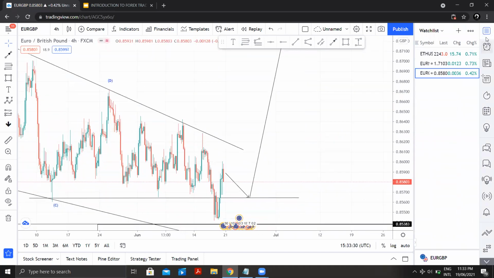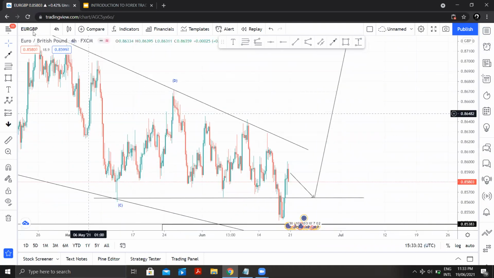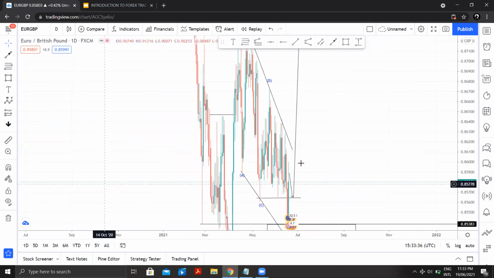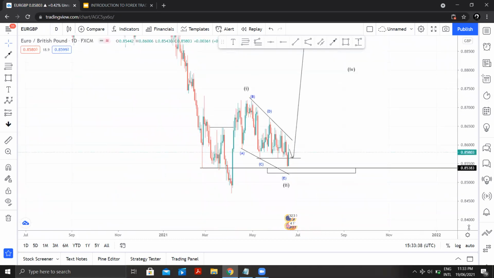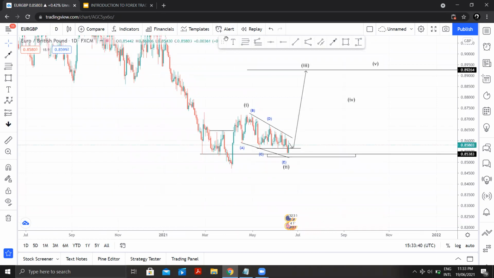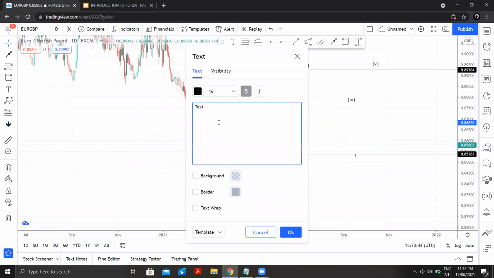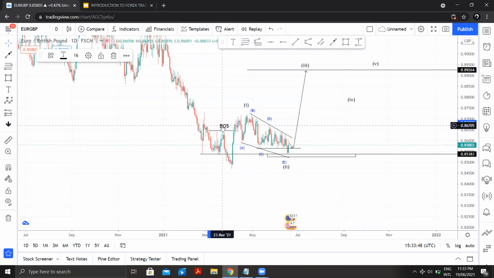Like I said, I'm going to the daily time frame to know the actual direction and what is happening there. Look at this place. Something happened there. There is a break of structure. This is a break of structure, BOS.